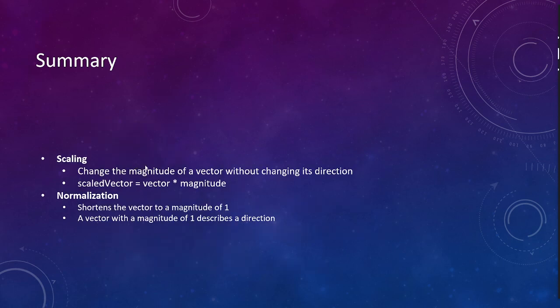So, scaling naman, it changes the magnitude of the vector without changing its direction. Simply put, you just multiply by a scalar value. And normalization, we shorten the vector to have a magnitude of 1. And again, to do that, we just divide our vector by its magnitude. So, a vector with a magnitude of 1 describes a direction. Alright?